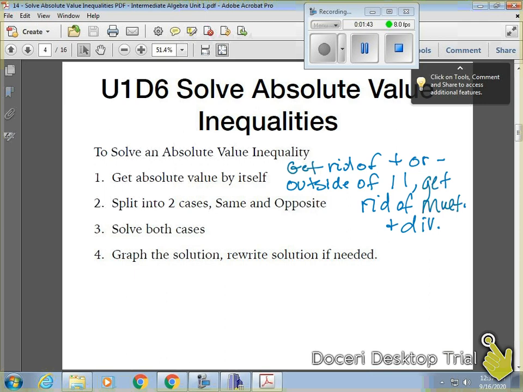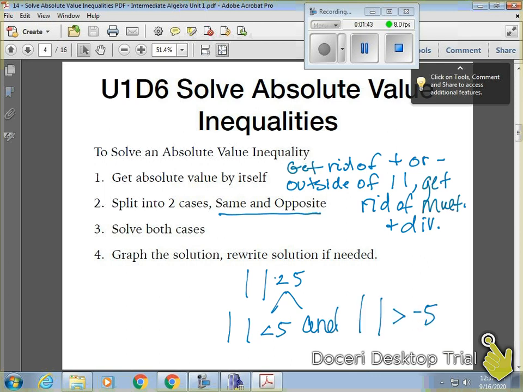Once we have gotten the absolute value by itself, then we split it into two cases, same and opposite, just like with an absolute value equation. But whenever you split it into two cases, you have to change the symbol and the sign. So you can't leave it as less than 5 and less than -5. You would have to change it to the absolute value is less than 5, and the absolute value is greater than -5. So you'd have to change the symbol along with the sign of the value of the number. Then we solve both cases and graph the solution, and you can rewrite it if you need to.